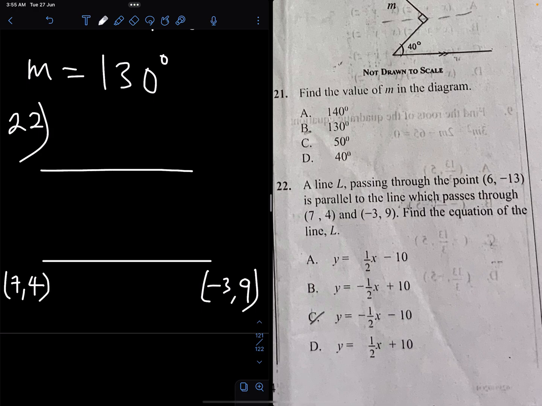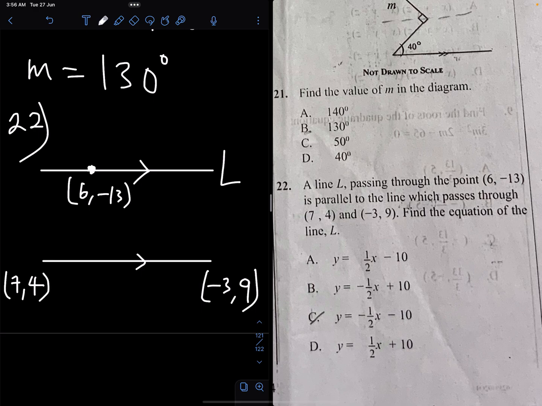Let this be the line L. This is line L, and it is parallel to the first line. Now, find the equation of L. We know that the line L passes through a point. Let this be the point through which L passes. L passes through a point with coordinates (6, -13).